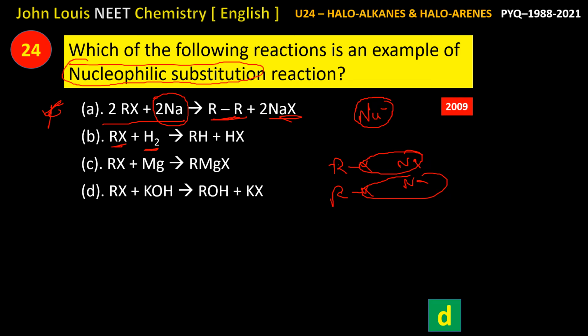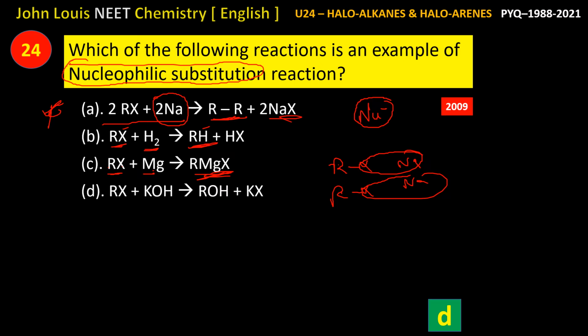So here it may be considered as a reduction reaction. So X is replaced by hydrogen. So removal of any electronegative element and addition of hydrogen is a reduction reaction. Okay, in option C, RX is a Grignard reagent, Mg. Here Mg is added between the alkyl group and the halogen. Therefore, this is an addition reaction.